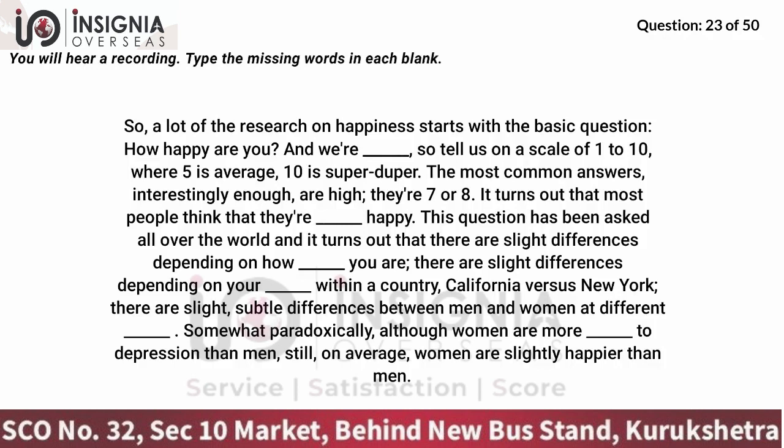This question has been asked all over the world, and it turns out that there are slight differences depending on how old you are. There are slight differences depending on your place within a country, California versus New York. There are slight, subtle differences between men and women at different points. Somewhat paradoxically, although women are more vulnerable to depression than men, still, on average, women are slightly happier than men.